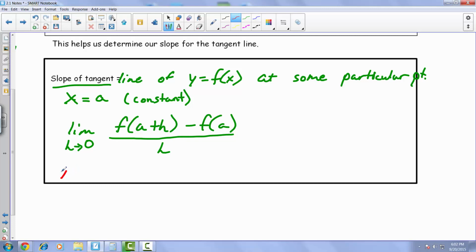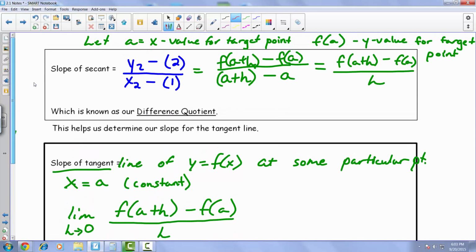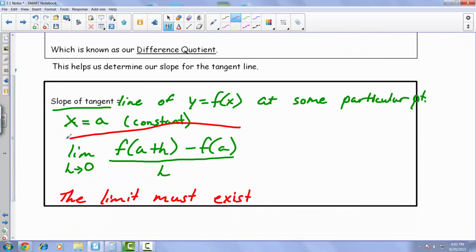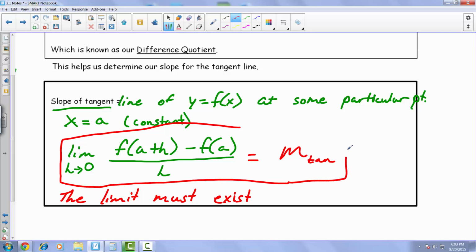So again, that is the slope of a secant, just an arbitrary secant. And more importantly, that led us to the slope of the tangent. So this would be equal to our tangent slope, from our 2.1 set of notes.